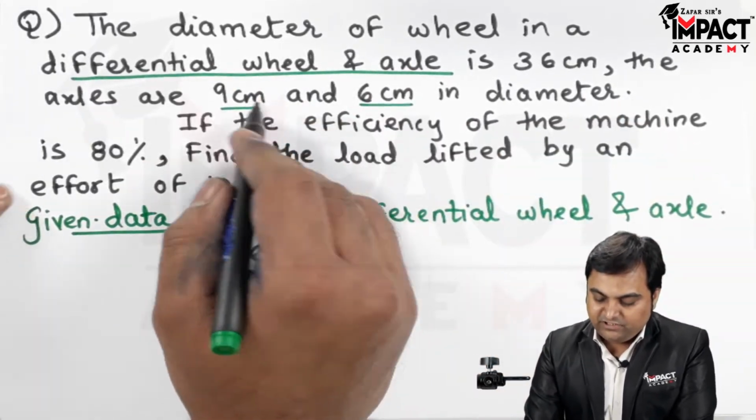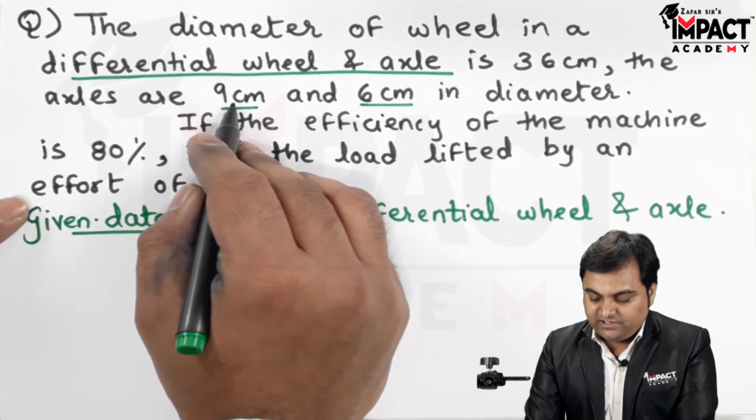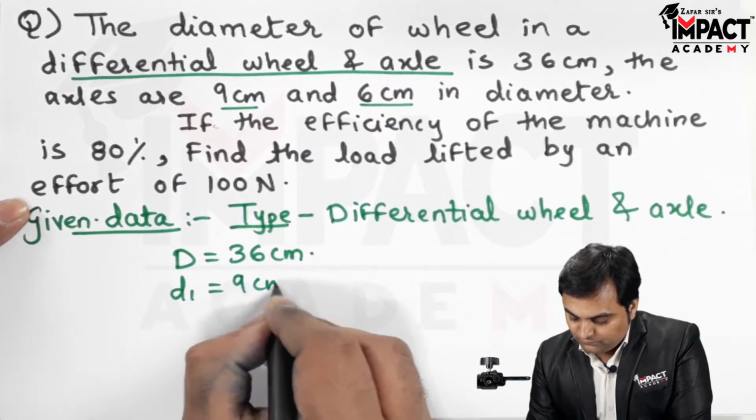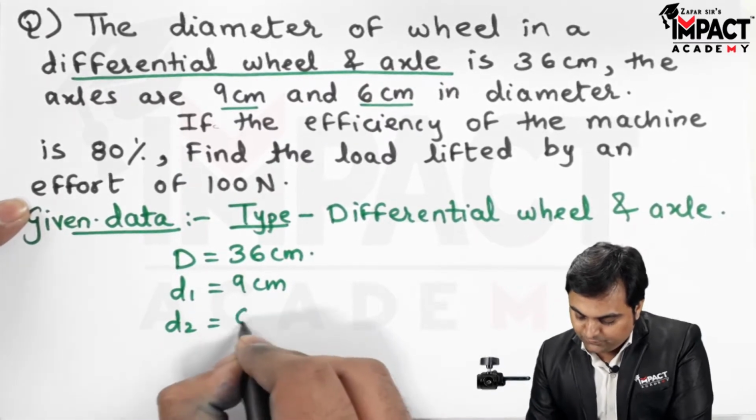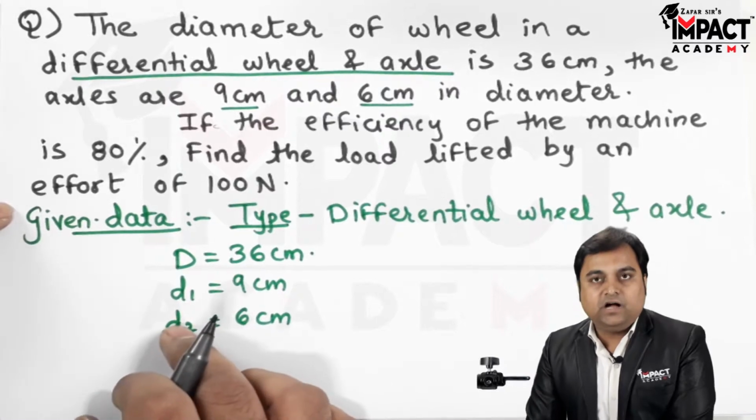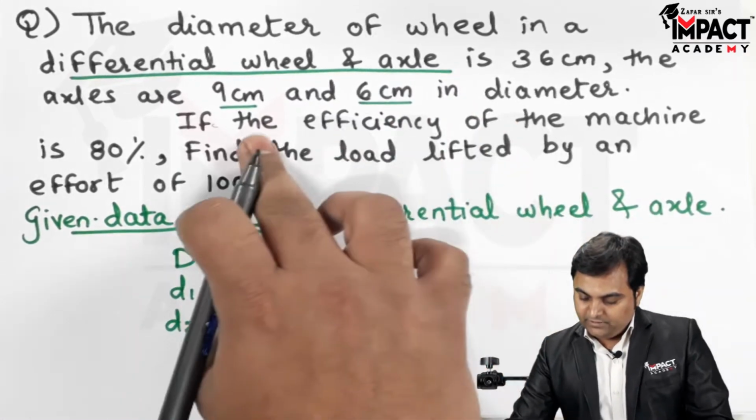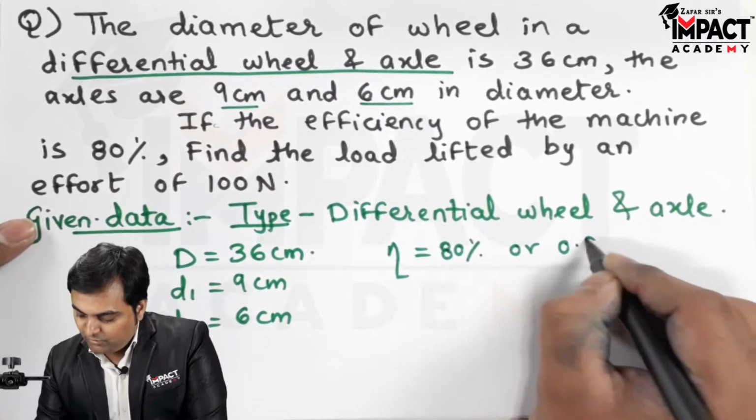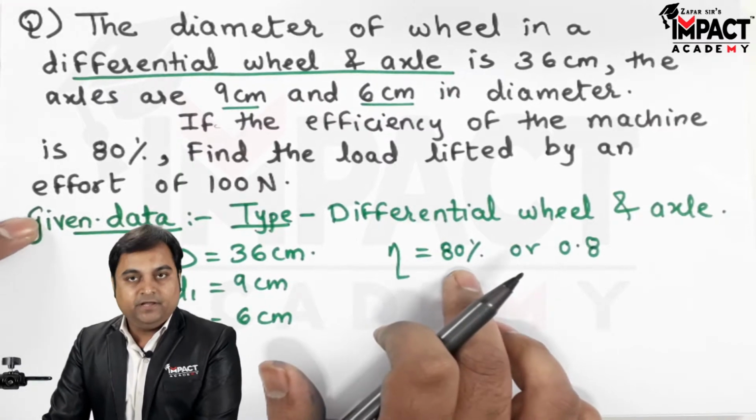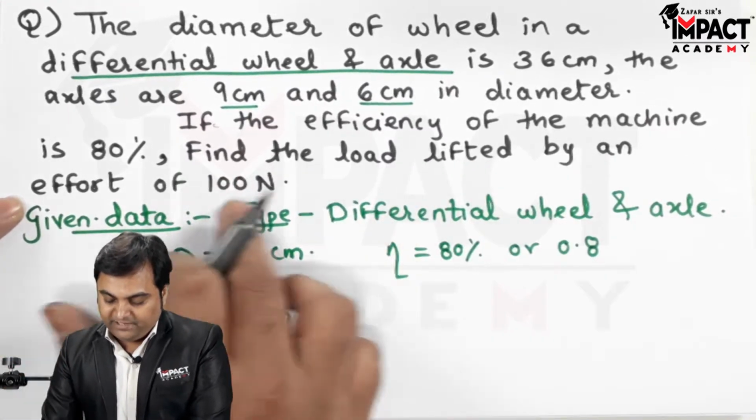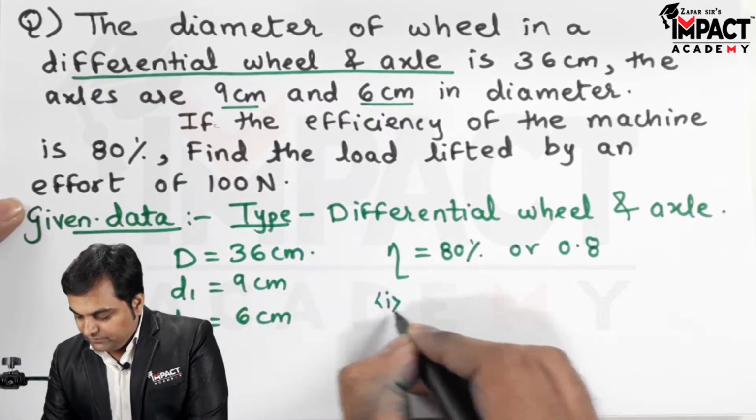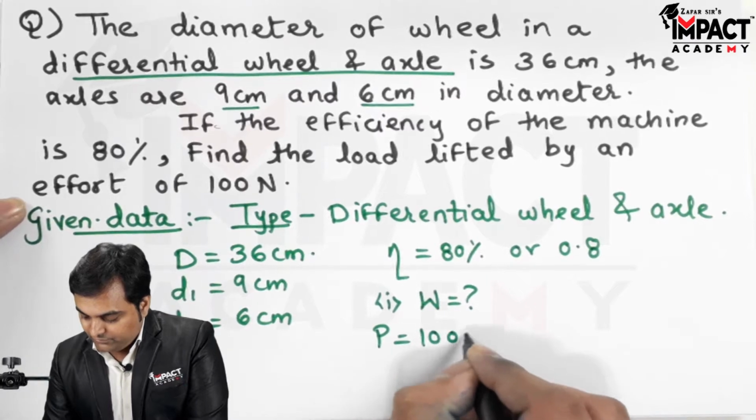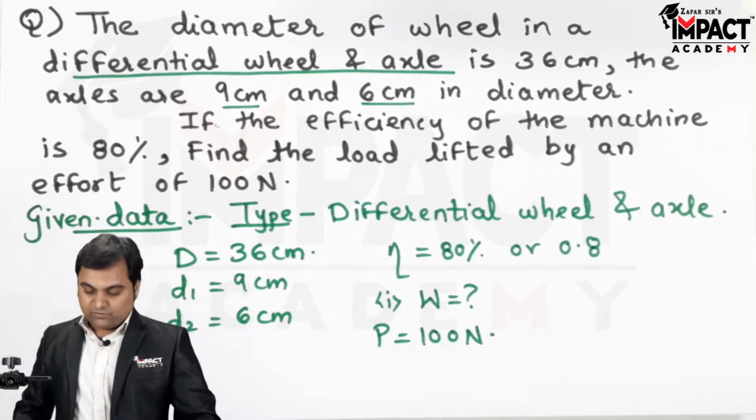So in a differential axle and wheel there are two axles. One is the bigger axle, other is the smaller axle. Bigger axle diameter is given by D1, smaller axle by D2, and these axles are connecting the load. Then if the efficiency of the machine is 80%, in the form of number it would be 0.8, that is dividing by 100. Find the load lifted by an effort of 100 Newton. So we have to find out how much is the load lifted by applying an effort of 100 Newton. So this is the question in front of us.